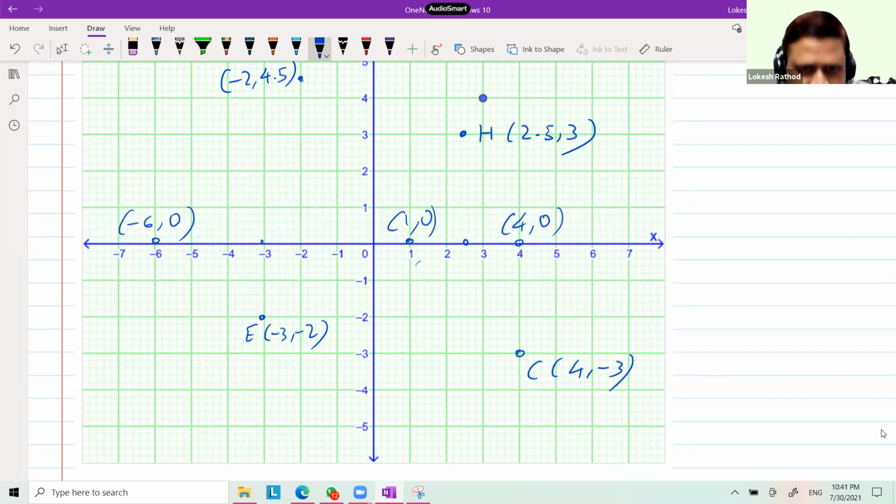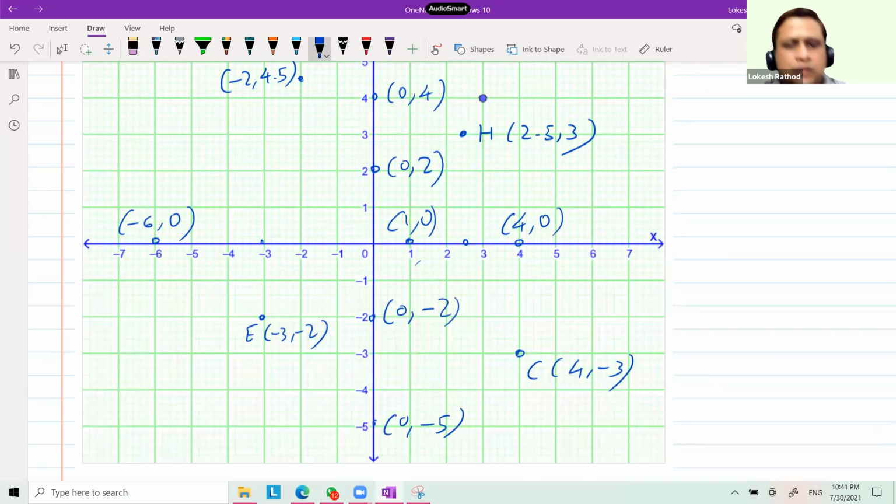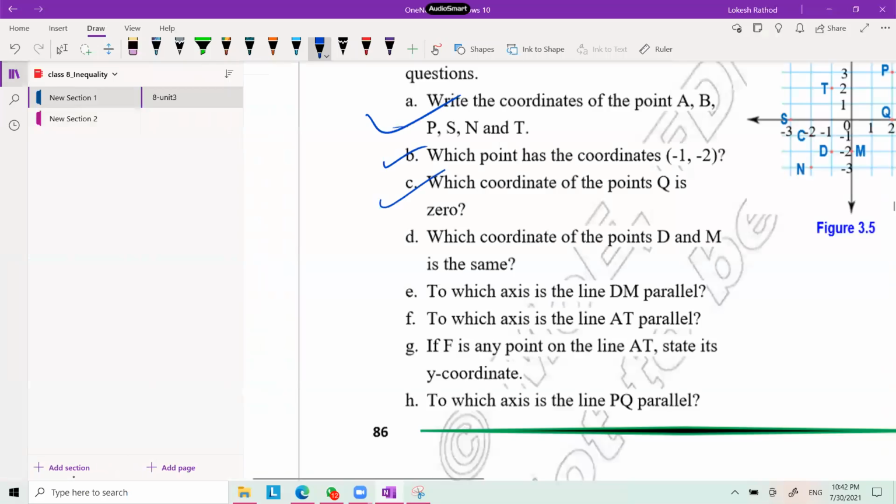Correct? Similarly, coordinate of this point, x coordinate 0, y coordinate 2. This point, x coordinate 0, y coordinate 4. This point, x coordinate 0, y coordinate -2. This x 0 and y -5. So all points on the y-axis have the x coordinate 0. What did I say? All the points on the x-axis have their y coordinate 0, and all the points on the y-axis have their x coordinate 0. Correct? So this is one of the observations.